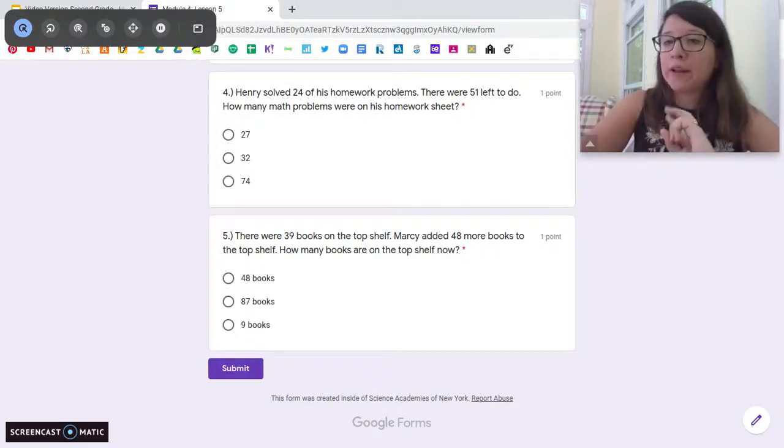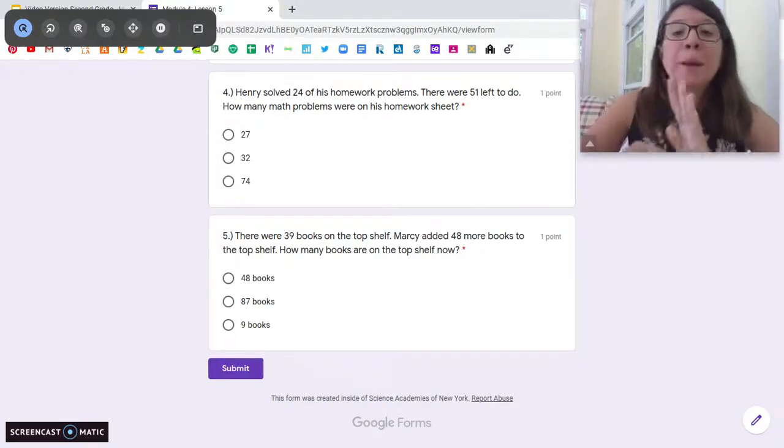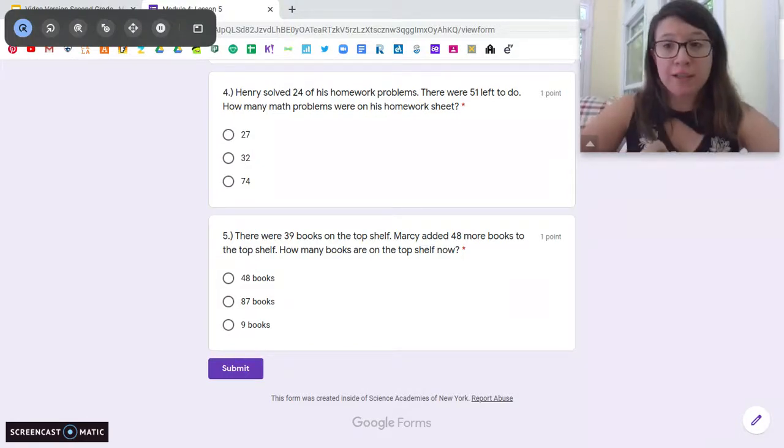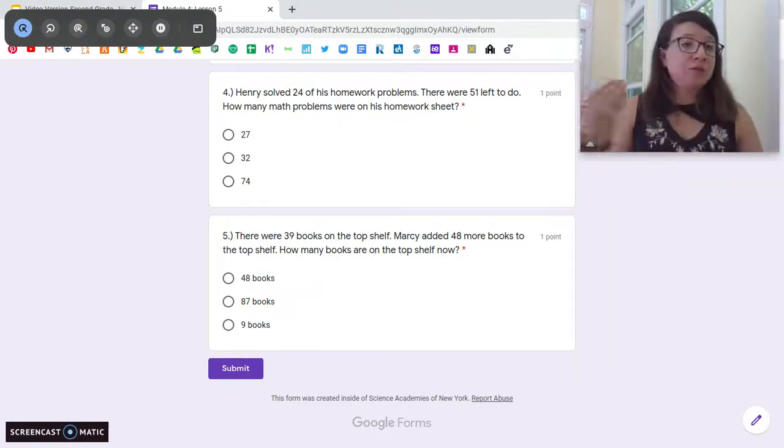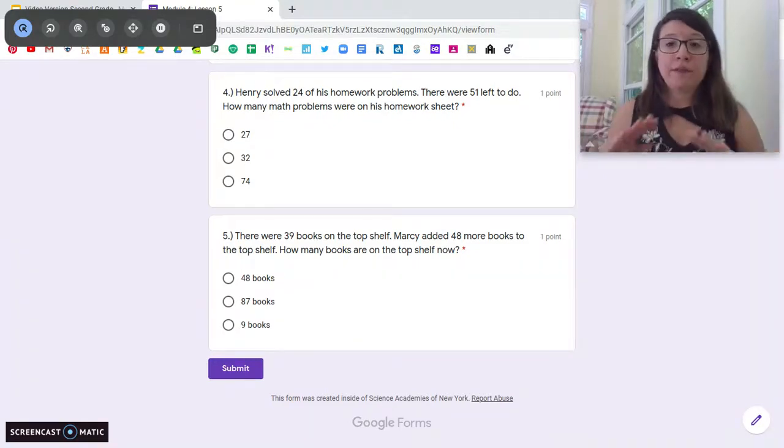Solve it the arrow way, solve it the number bond way, doesn't matter to me. Make sure you know what the question is asking. Don't just automatically add, don't just automatically subtract, okay? Make sure that you know if it's asking for more, asking for all, asking for an unknown. Make sure you know that before you start working, okay?